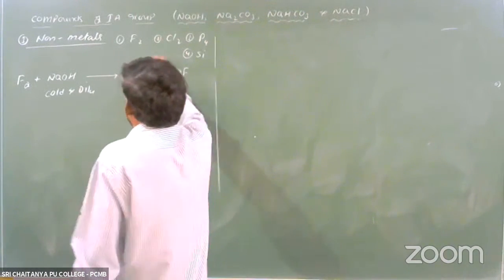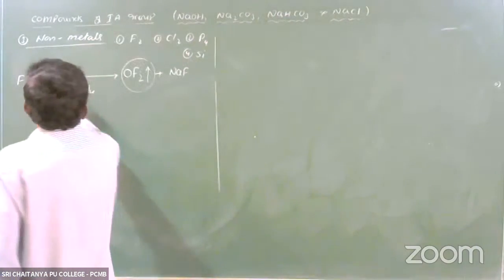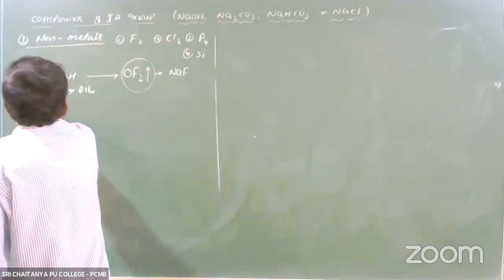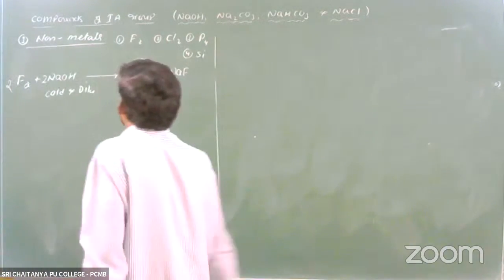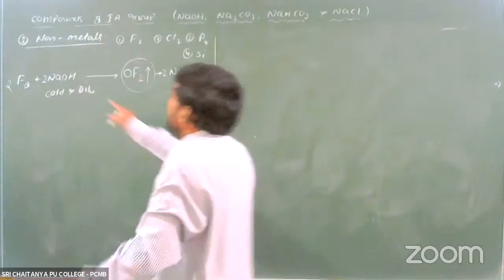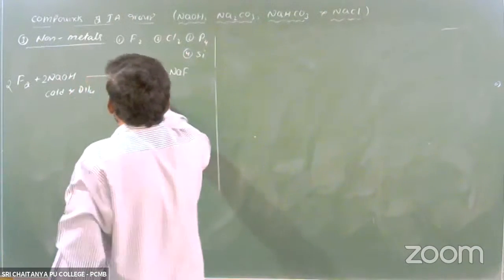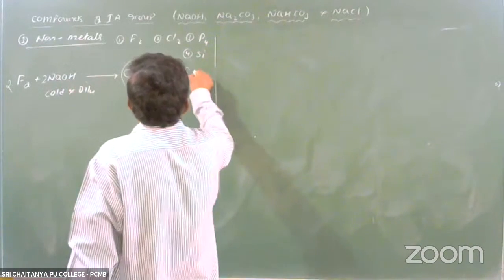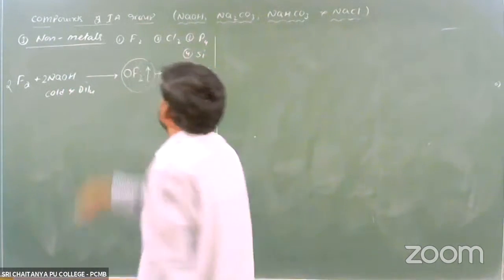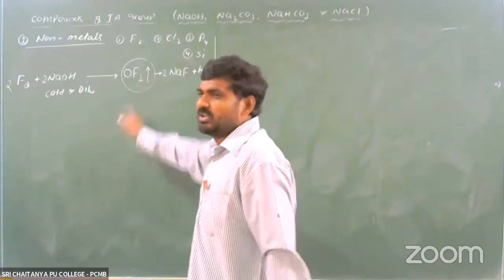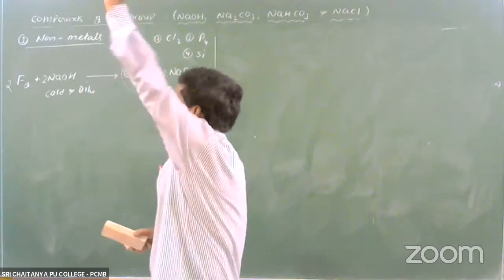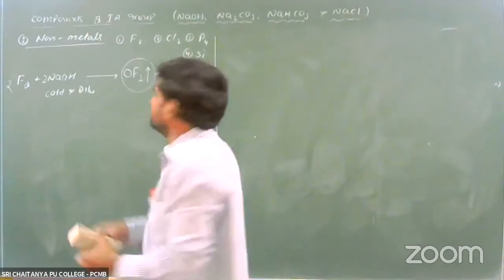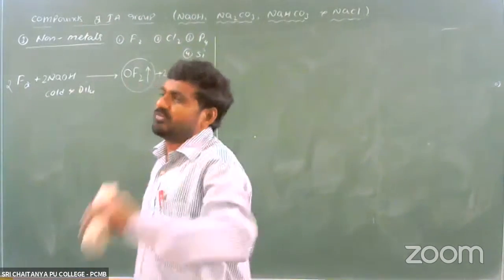It is very important. So fluorine gives OF2. Next, sodium fluoride is formed, and OF2 gas is liberated. The next one, number of oxygens: total number of oxygens 2, hydrogens 2. So H2O. So here the gas is important. Fluorine gas is passed through cold and dilute sodium hydroxide and the gas liberated is OF2.